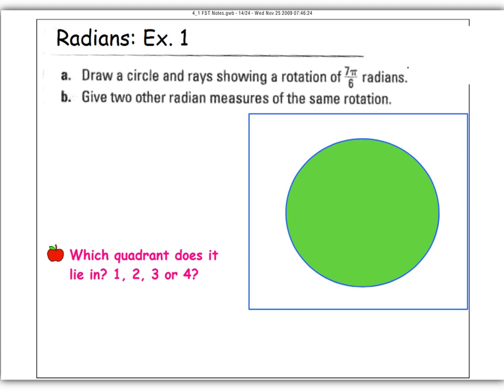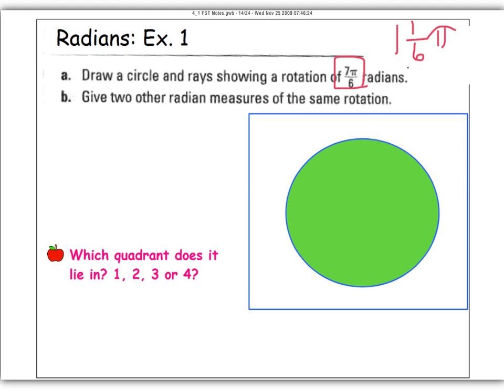Now you might have to page through your notes to find this slide, but let's start with this one. And it says draw a circle in the rays that shows a rotation of 7 pi over 6 radians. So now there's a couple ways that you can look at the 7 pi over 6 radians. Sometimes it's easier to make it a mixed fraction. So 6 goes into 7 once with a remainder of 1. So the mix is the same as 1 and 1/6 of a pi.